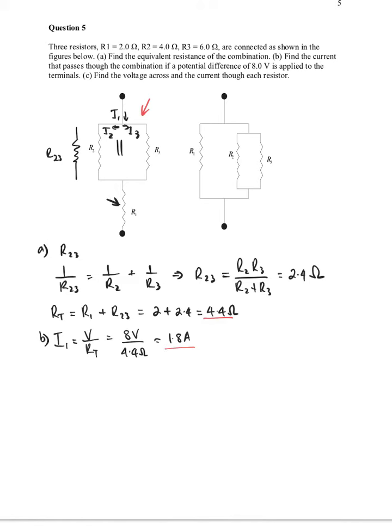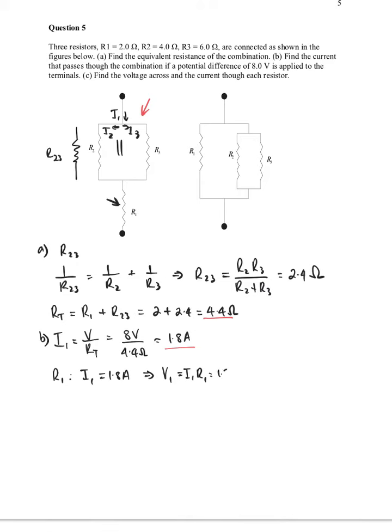Now we need to find out how that 1.8 amps is distributed between I1, I2, and I3. We know I1 is 1.8 amps, and I2 plus I3 is also going to be 1.8 amps, but we have to see how that works. We're asked to find the voltage drop across each of these resistors as well. For R1, the current flowing is I1, 1.8 amps. Therefore, V1 is going to be the current times the resistance, so I1 R1.